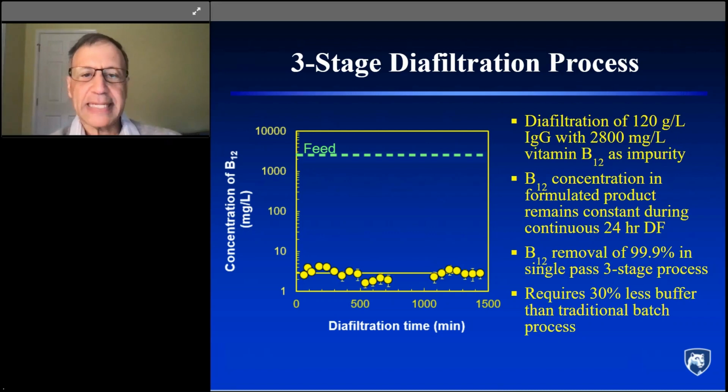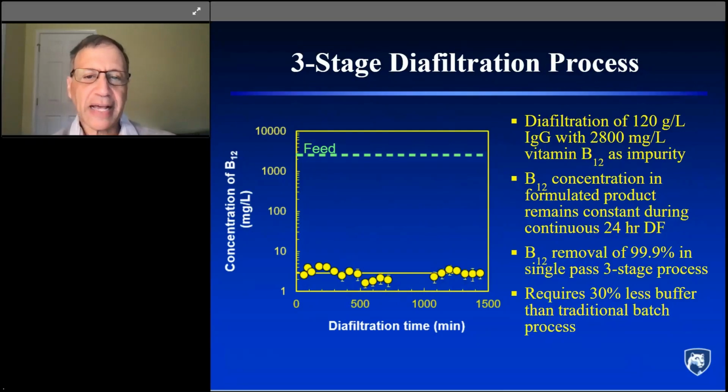So we used a model system to demonstrate the capability of this device. In this case, we used vitamin B12 as a model impurity because it's very easy to detect by a colorimetric assay. We performed our diafiltration with an IgG or antibody feed at a concentration of 120 grams per liter that contained 2,800 milligrams per liter of vitamin B12. And these are the results for the vitamin B12 concentration in the diafiltered product that leaves this three-stage diafiltration process.